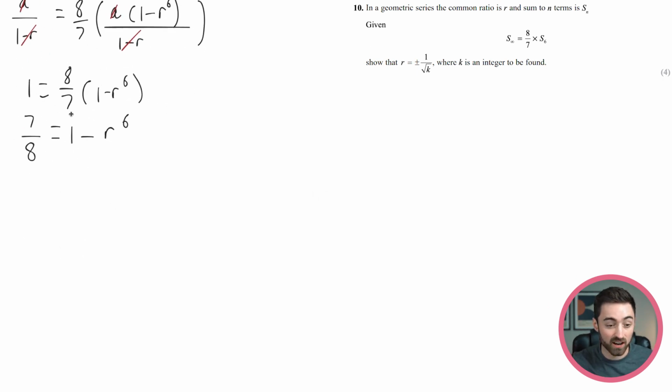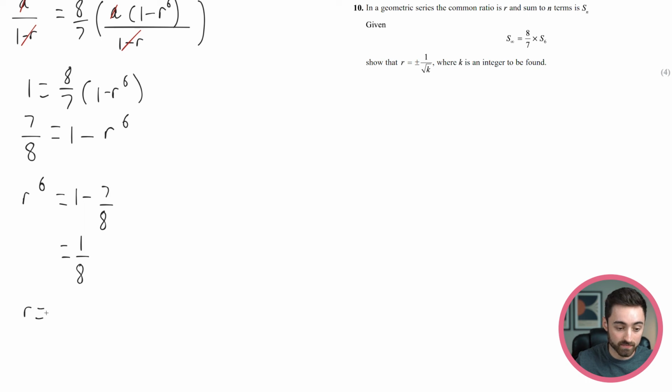And just solve for R, right? So I'm going to add R to the 6 to both sides, and then I'm going to take 7 over 8 from both sides. So 1 minus 7 over 8. That's basically 1 minus 7 over 8, I've just got one lot of 8 left. So now I think I'm good. I just say that R is going to be 1 over 8 to the power of 1 over 6.